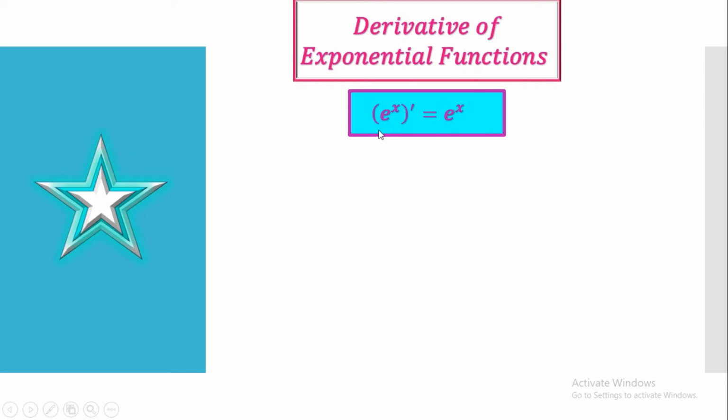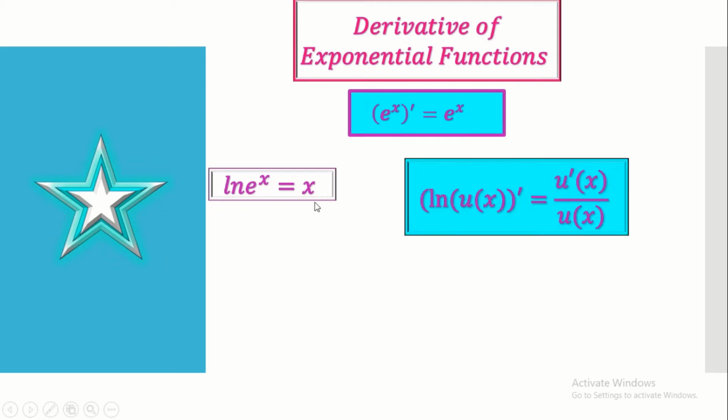Now what about the derivative of exponential functions? Actually, the derivative of exp(x) is equal to exp(x). It remains the same function. Why? Let's prove it together. Note that we have ln exp(x) is equal to x. Well, what if we differentiate it? You know that the derivative of ln u is u prime over u.